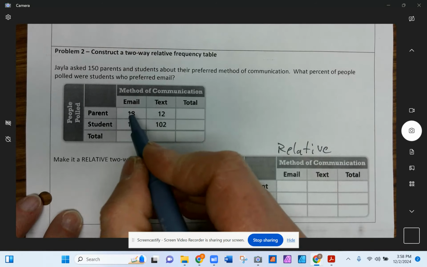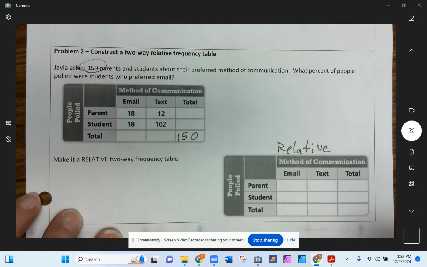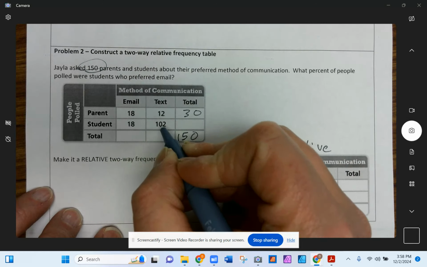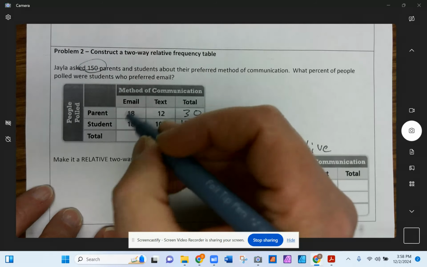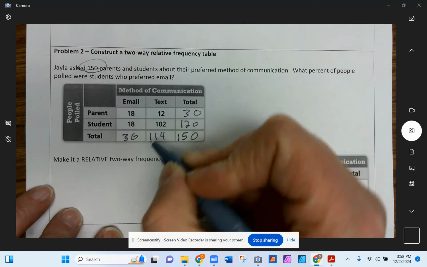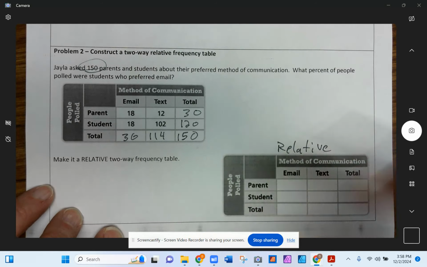Okay, so 18 plus 12, well, we know the total is 150 because we got that from right there. So 18 plus 12 is 30. 18 plus 102 is 120. 30 plus 120 is 150, so we're good there. 18 plus 18 is 36. 12 plus 102 is 114. And then we compare right there. 36 plus 114 is 150. So our stuff's all good here.